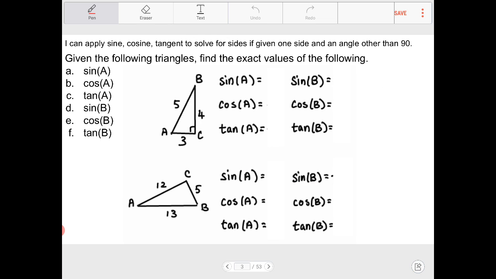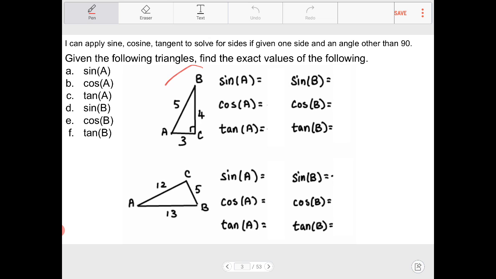Let's take a look. Rather than solving for the side length of a given triangle, here what I'm asking you to do is to find the ratio of sides. So let's take a look at this.